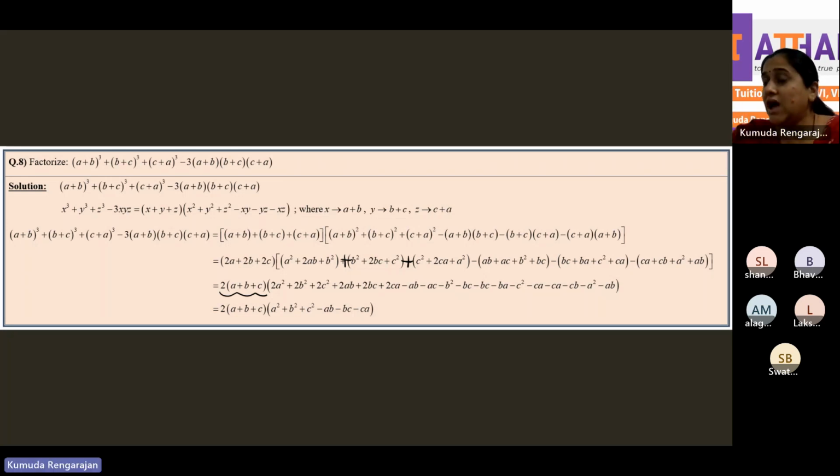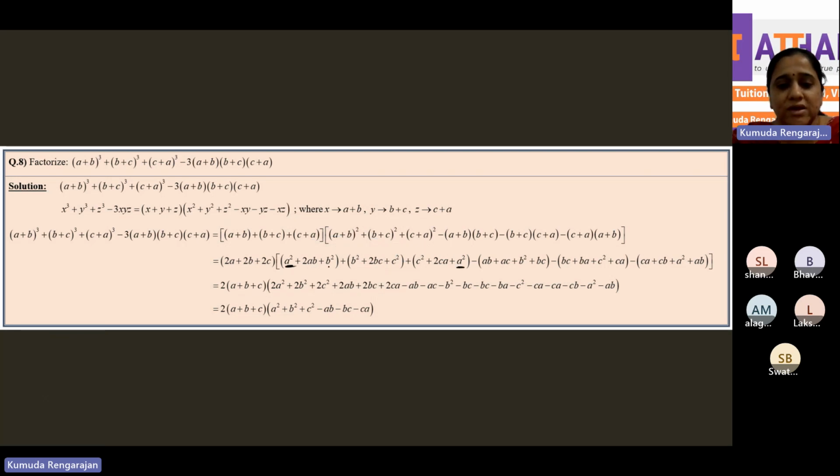After the minus sign, the terms in the bracket have to change their signs. If it's minus, the signs change; if it's plus, no change. So I've added straight away: A square plus A square, 2A square. B square plus B square, 2B square. And C square plus C square, 2C square. Then 2AB, 2BC, 2CA. This one, as it is, I added and wrote the results.